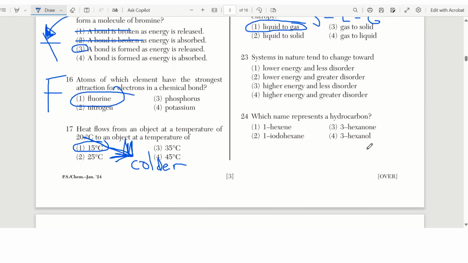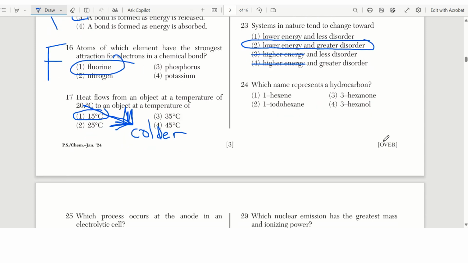All right. Number 23. Systems in nature tend to change toward. Well, what do they tend to change toward? First of all, the universe is like, please don't make me put forth more effort than I need to. So it loves low energy. So high energy is out. Now, because it loves low energy, it has to leave things in disorder because to put things in order takes energy. So they're linked together. So in order to have low energy, you have to have high disorder or high entropy.